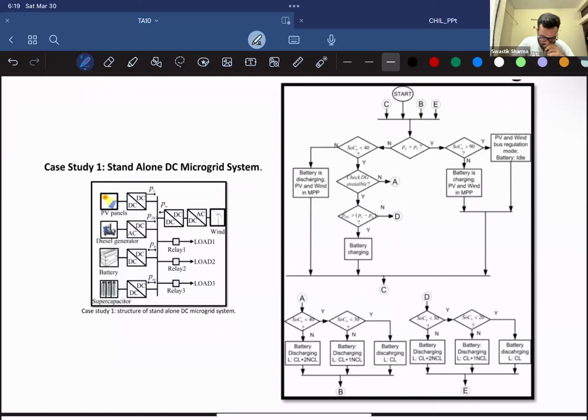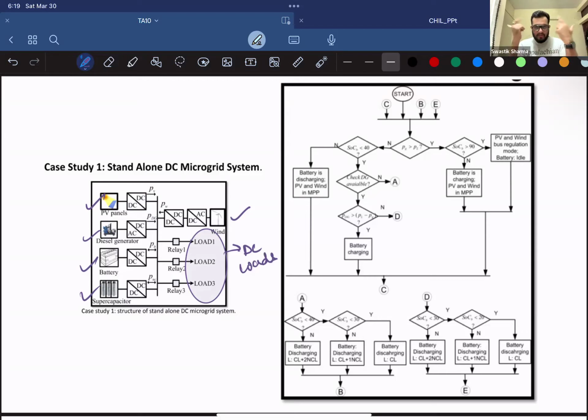In this, the instructor took a standalone DC microgrid system which had a DC bus coupled with PV panels, which had a boost converter. This is a boost converter. Then you had a diesel generator, which is converting from AC to DC. Then you had a battery, a supercapacitor, and you had wind as well, which was converted from AC to DC to DC to DC. And you had three loads. All of these loads are basically DC. Some of them could be critical, some of them could be non-critical.